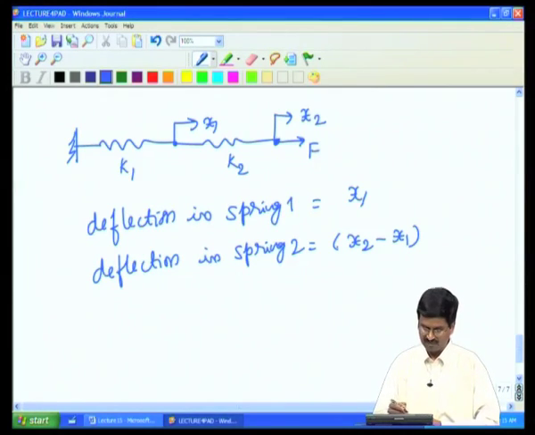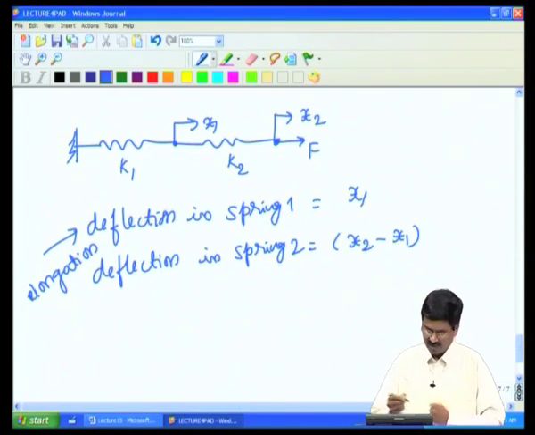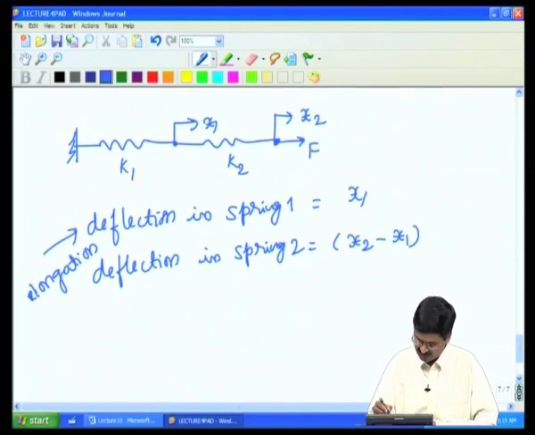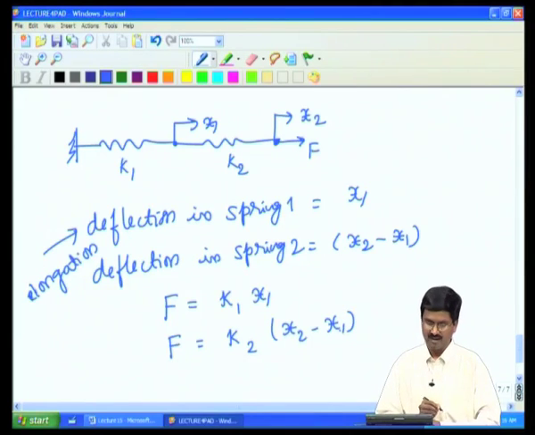Okay. This is elongation. When we say deflection, we actually mean elongation, how much the spring is going to increase in length. x1 and x2 minus x1 are not the same. So, the springs are in series, but the force is the same. So, we will have the force F is equal to K1 times x1, and it is also equal to K2 times x2 minus x1. The force is the same, but deflections are different.